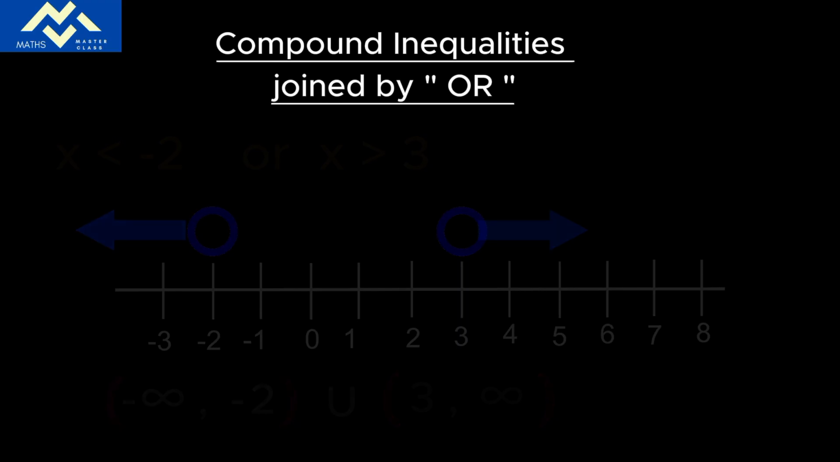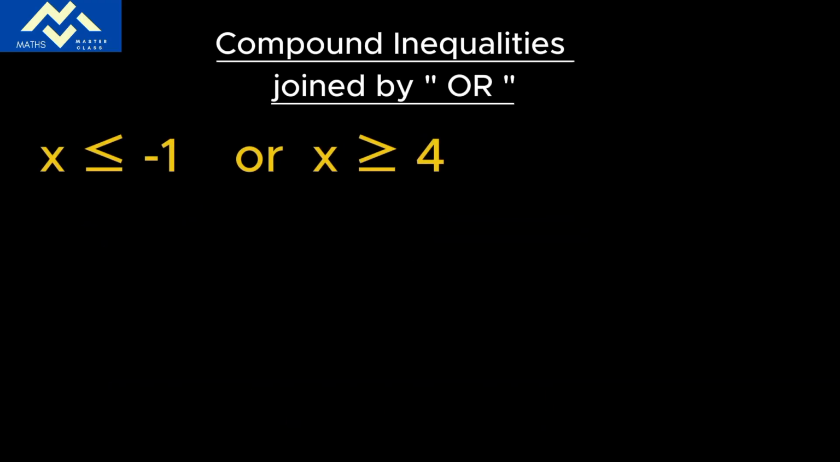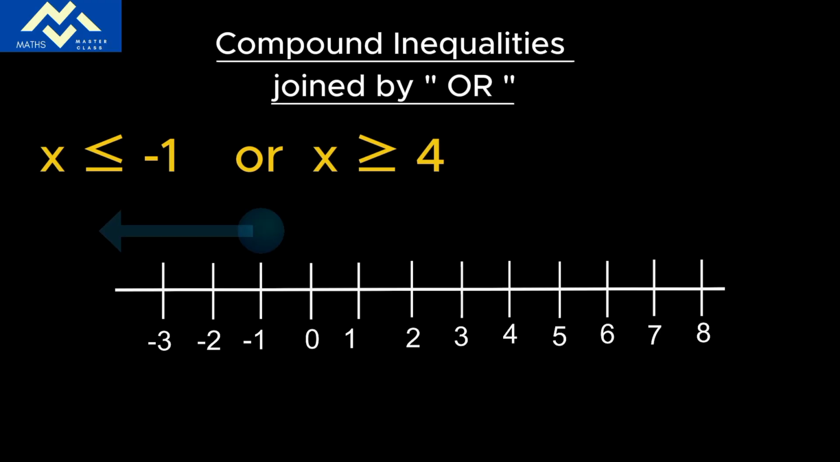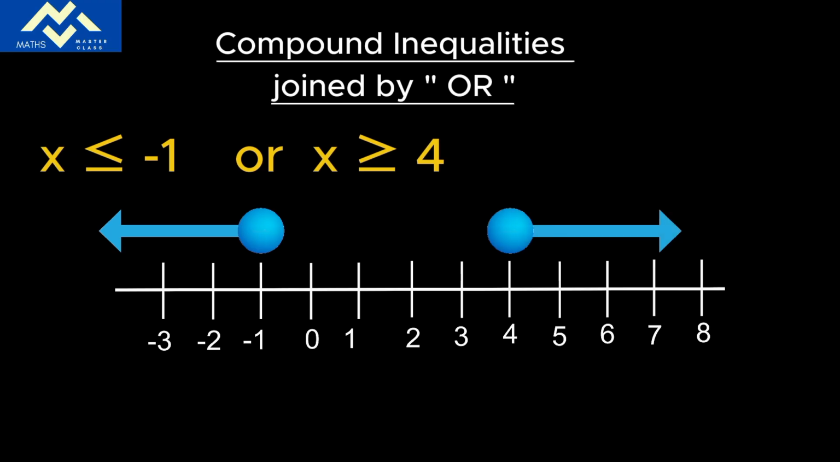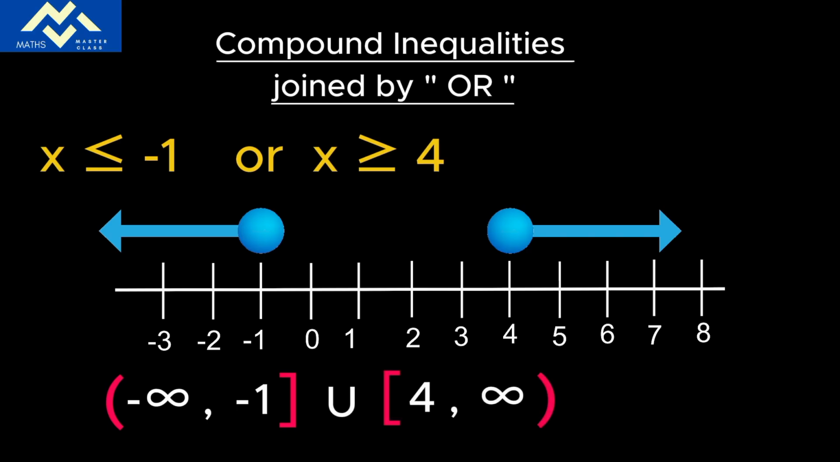Let's look at one final example. x is less than or equal to -1, or x is greater than or equal to 4. To graph this inequality, draw a closed circle at -1 and point the arrow to the left. Draw a closed circle at 4 and point the arrow to the right. For interval notation, the first interval is round bracket at -infinity, comma, square bracket at -1. Union. The second interval is square bracket at 4, comma, round bracket at +infinity.